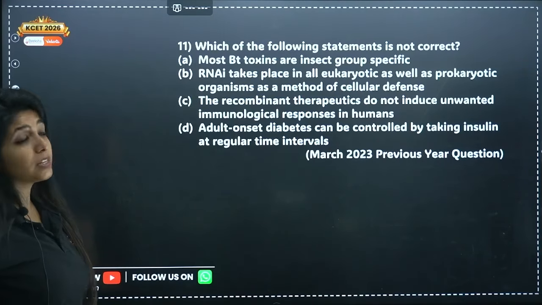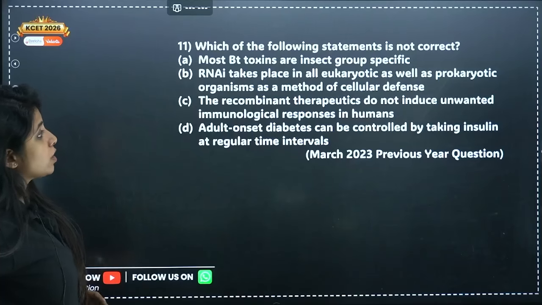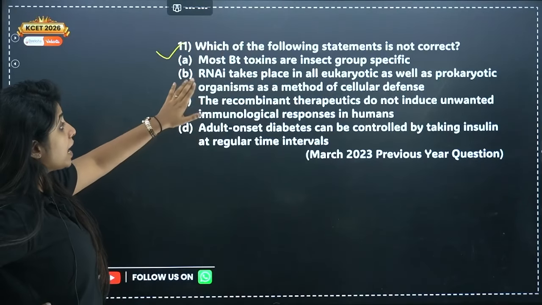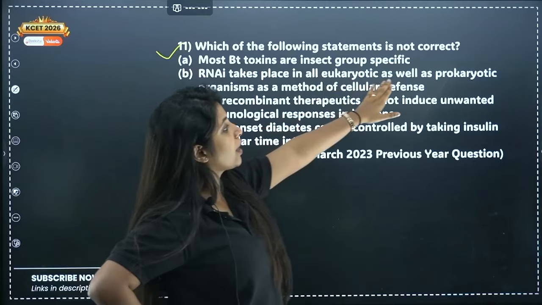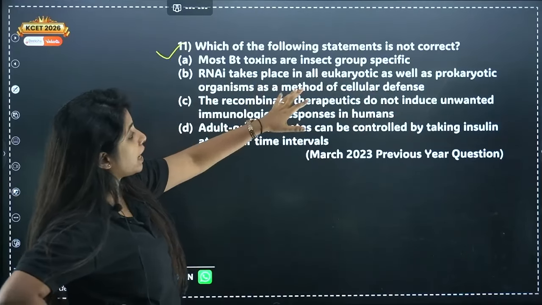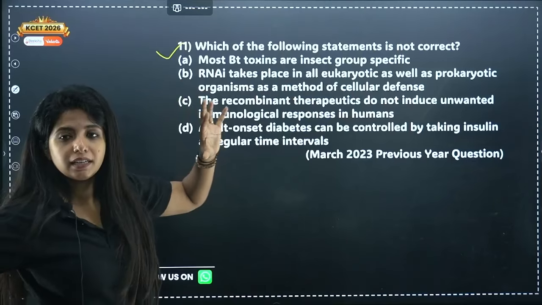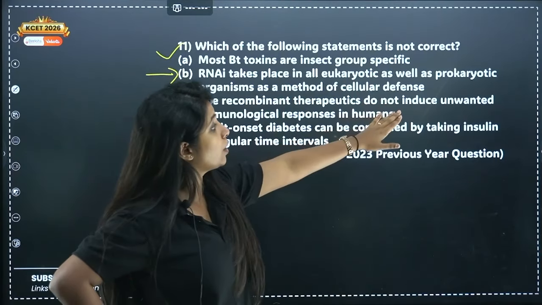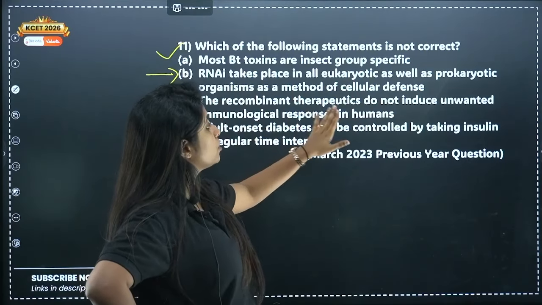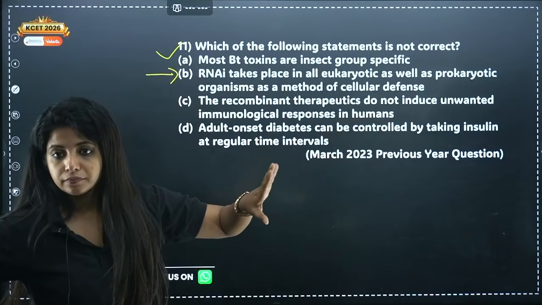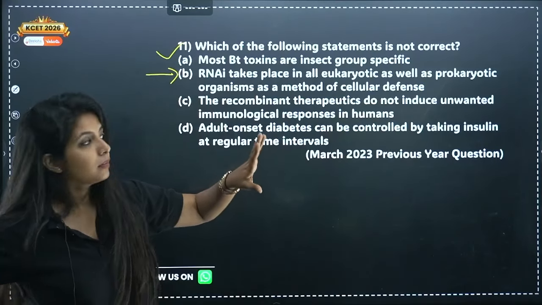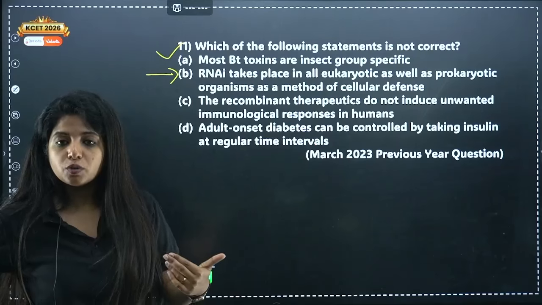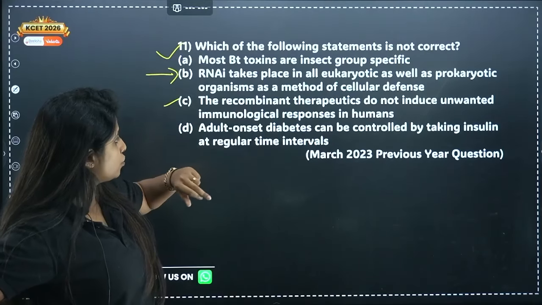Now, which of the following statements is not correct? Most Bt toxins are insect group specific. Are they specific? Obviously yes. RNA interference takes place in all eukaryotic as well as prokaryotic organisms as a method of cellular defense. We'll pause this, wait. Recombinant therapeutics do not induce unwanted immunological responses in humans. Do recombinant therapeutics induce unwanted immunological responses? Obviously no. So this is also correct.